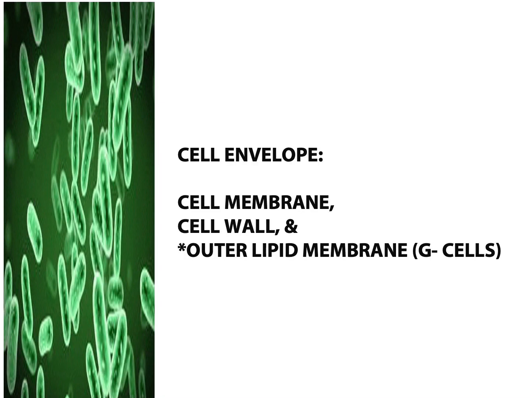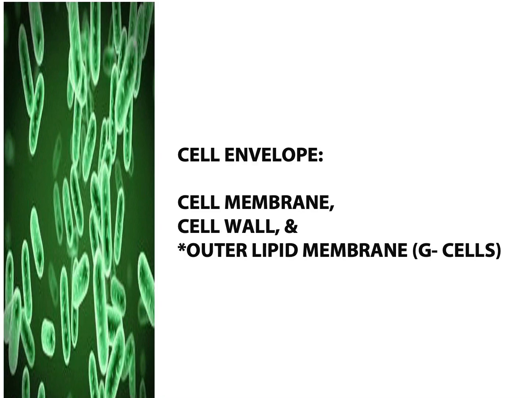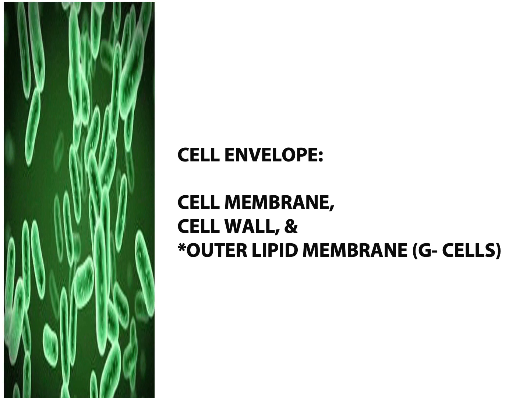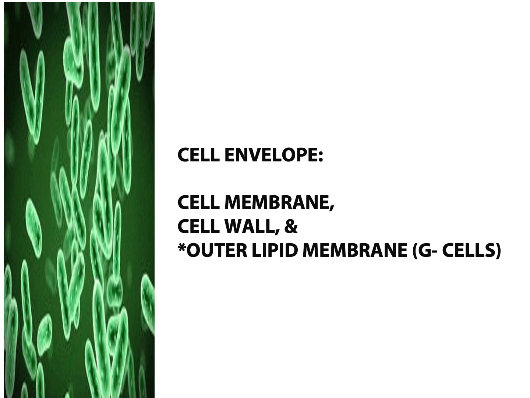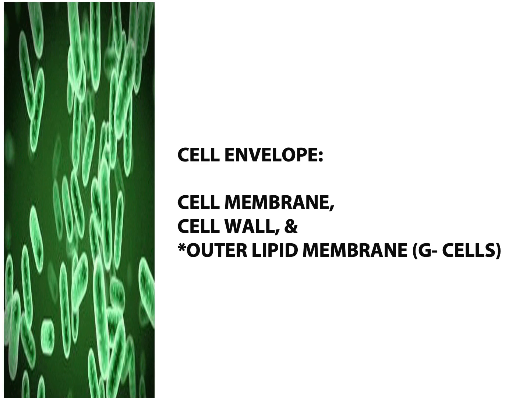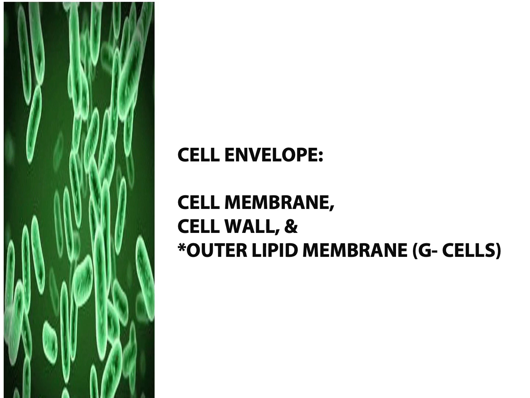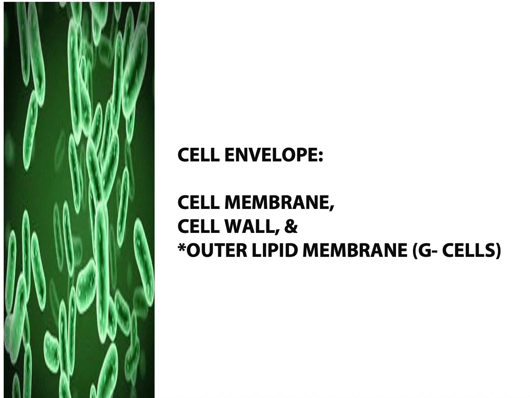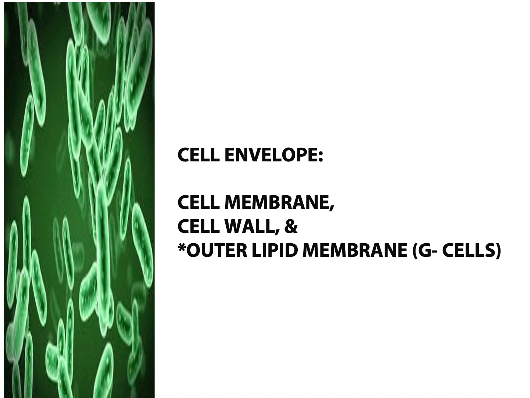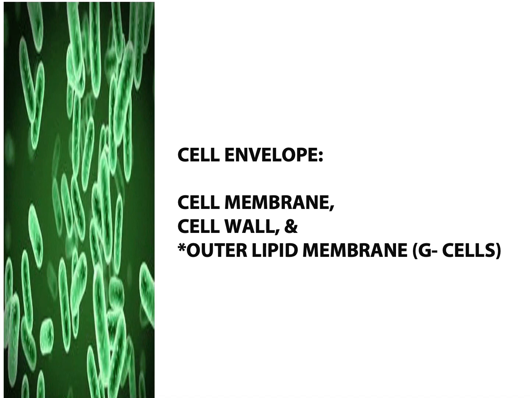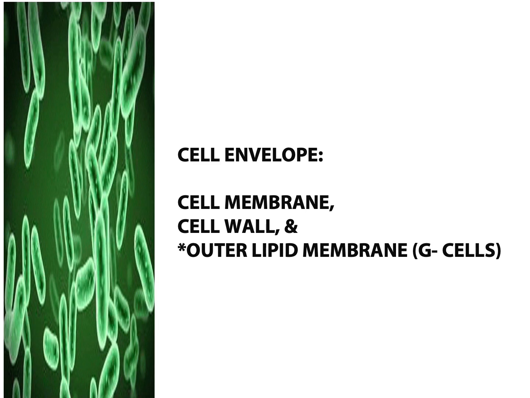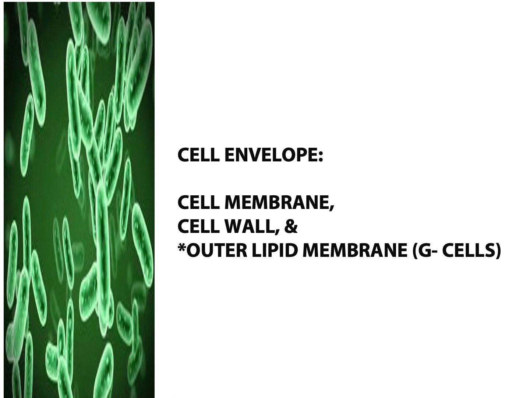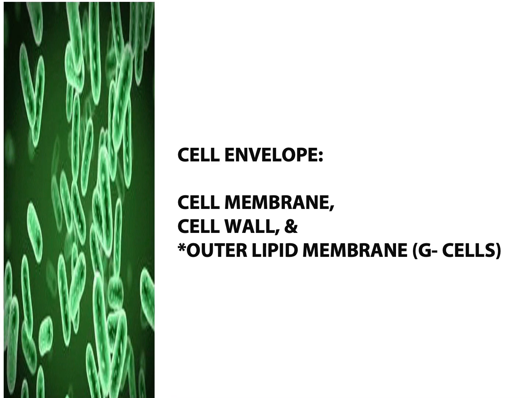Now let's go to the cell envelope. The cell envelope is a complex structure that forms two wrappers, the cell wall and your cell membrane, which surround your cytoplasm. Your cell wall is relatively porous to the movement of substances, whereas your cell membrane regulates the transport of nutrients and metabolic products. Additionally, there is an outer membrane that is found only in gram-negative cells.